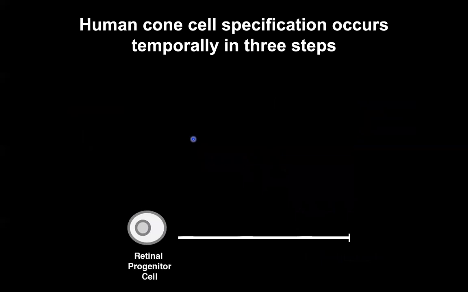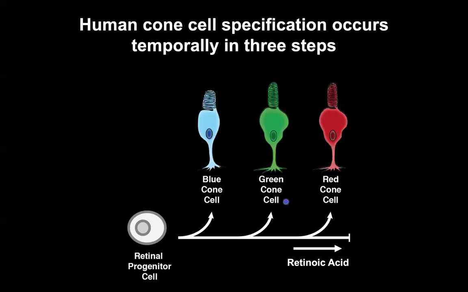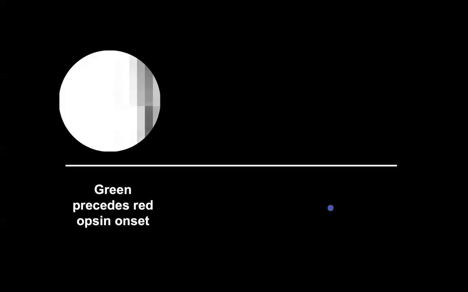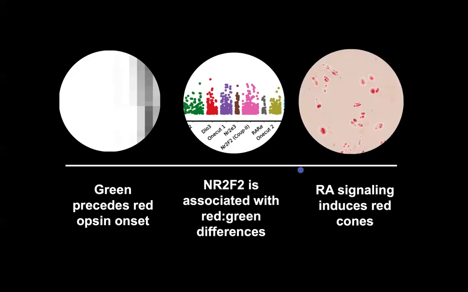I therefore conclude that I've shown evidence towards the temporal generation of cone cell subtypes, where we have known that blue cones are generated first, followed by green cones, and finally red cones. And I've shown that retinoic acid plays a role in the late generation of red cones. To conclude, I have shown that green opsin precedes red opsin onset, that NR2F2, a receptor for retinoic acid, is associated with changes in red to green ratios in humans, and that retinoic acid signaling induces red cones in organoids.